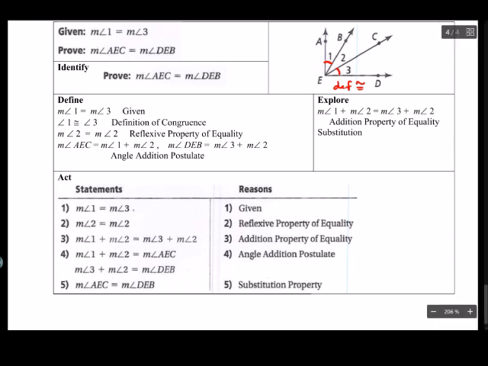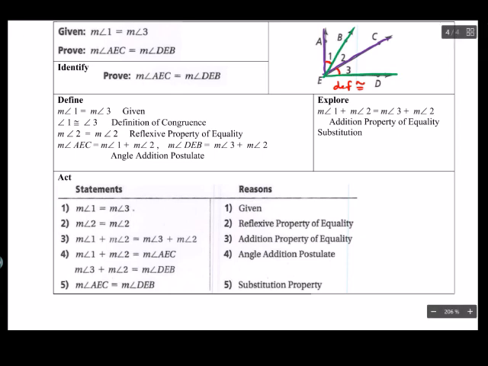And we want to prove that the measure of angle AEC, so let's find AEC, that angle there, equals the measure of angle DEB. So DEB. So we want purple equals green.